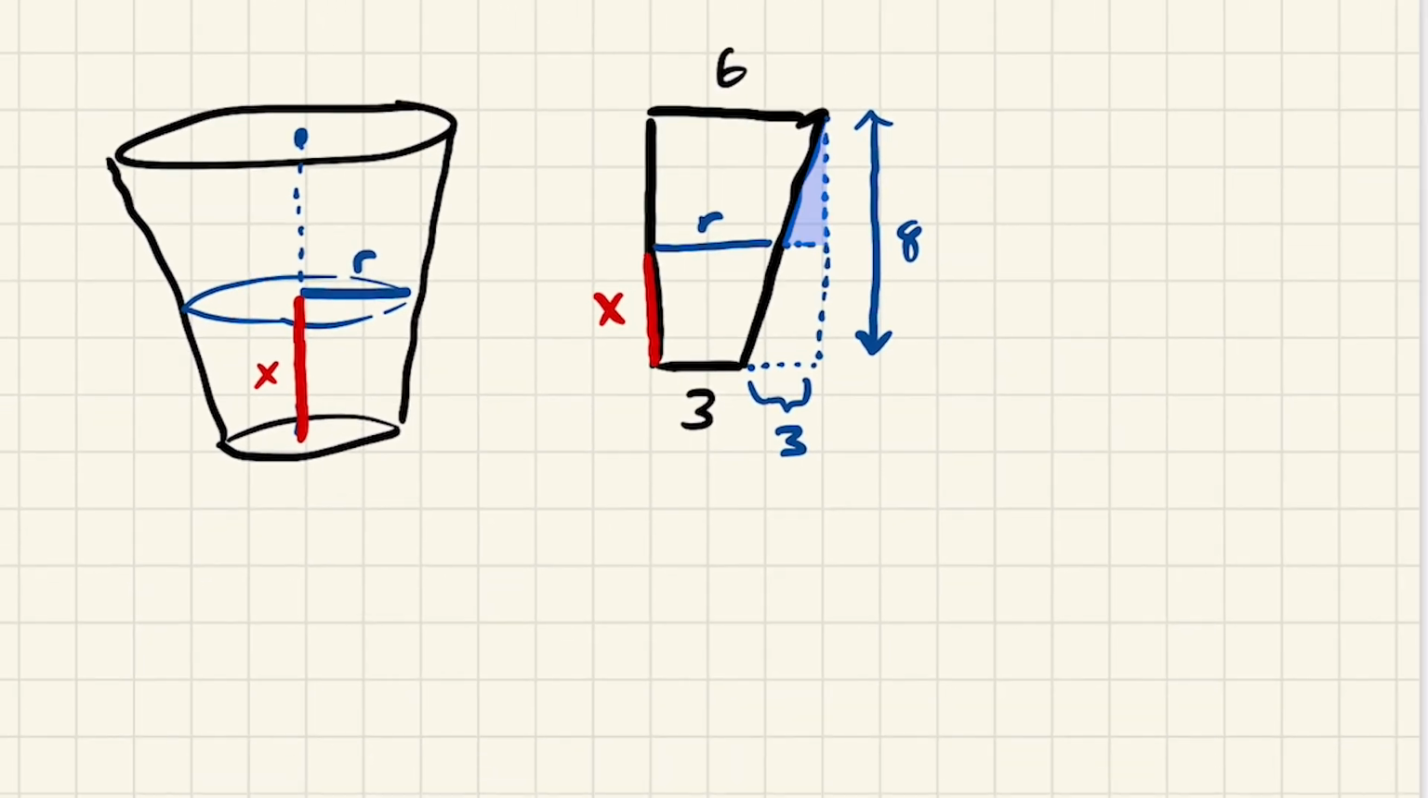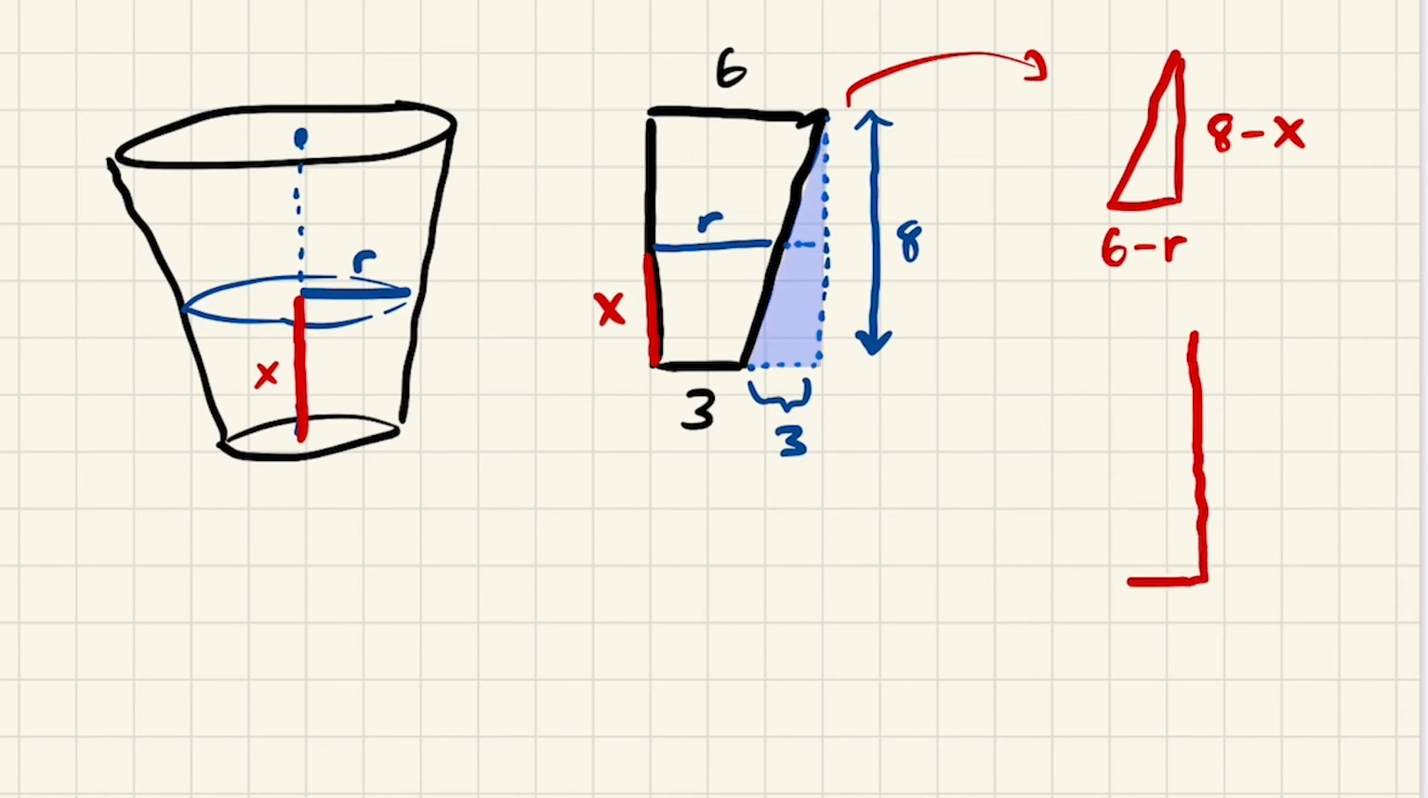Now what we're going to do is take advantage of the similar triangles that we have here. So we have this triangle right here. Let's just kind of lift it out. And we can see that its base is all of this length, which is 6 minus r. And we can see that its height is 8 minus x. Okay, and then we also have the kind of outer triangle, which is similar to it, which has a base of 3 and a height of 8.